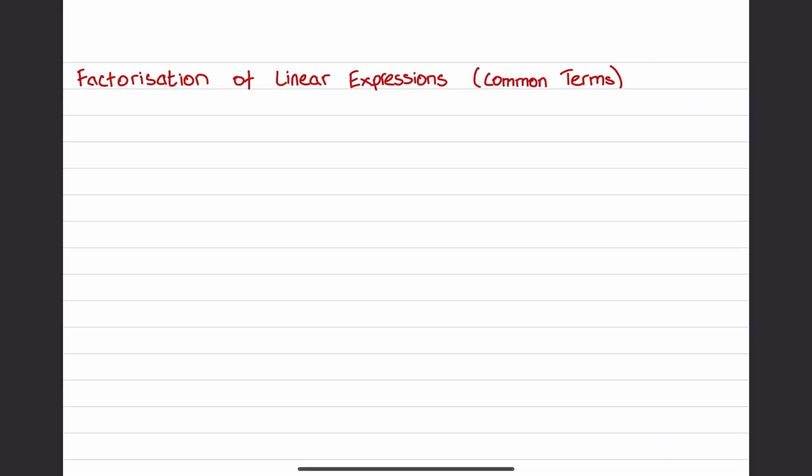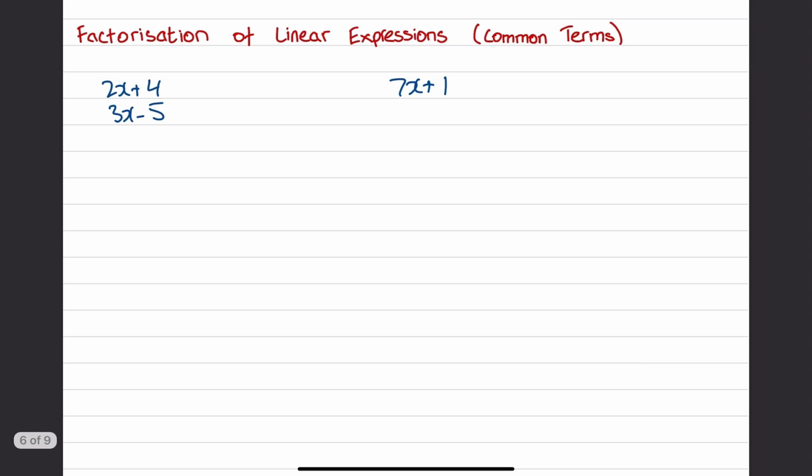So now first let's cover the factorization of linear expressions, which are expressions where the power of x only reaches 1 and it's never above 1. Examples of linear expressions can be 2x plus 4, 7x plus 1, 3x minus 5, and it goes on and on. Any expression where the power of x is never greater than 1 is a linear expression, and these are the easiest to factorize.